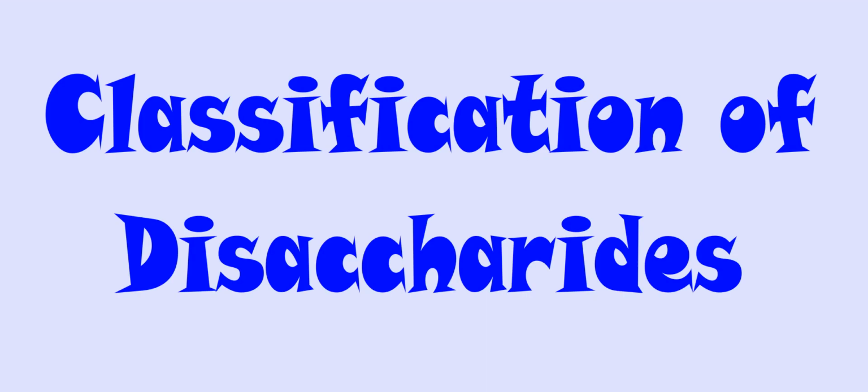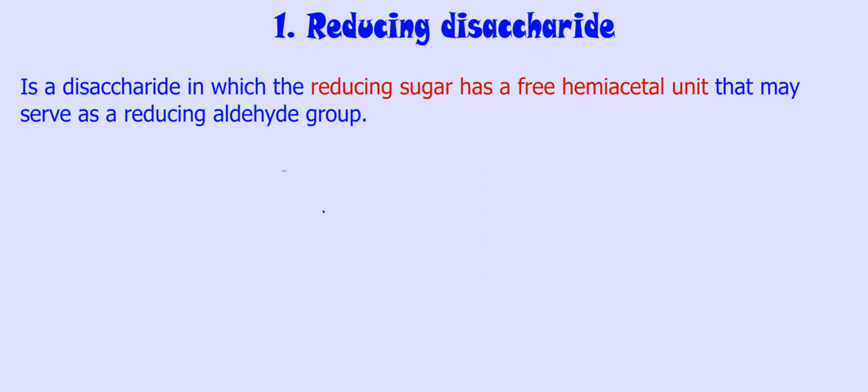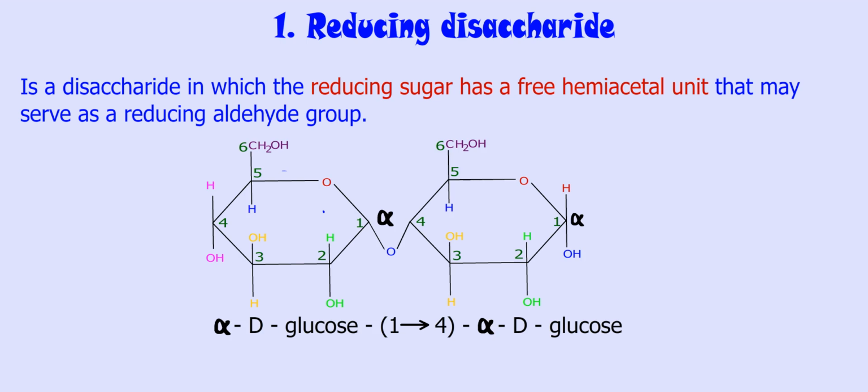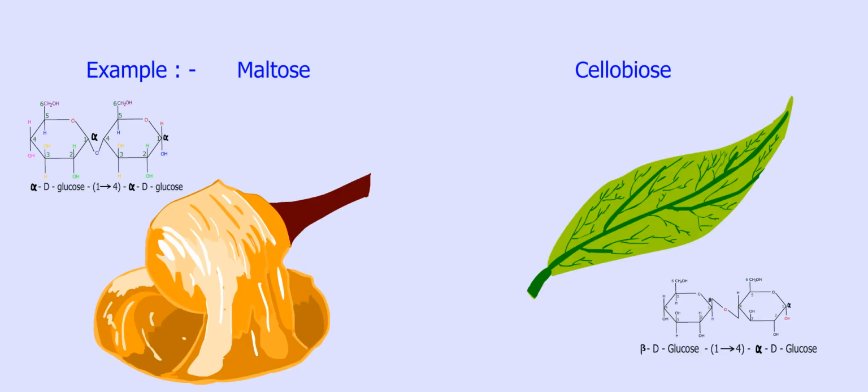Classifications of disaccharides. Disaccharides may be classified into reducing and non-reducing. Reducing disaccharide. A reducing disaccharide is a disaccharide in which the reducing sugar has a free hemiacetal unit that may serve as a reducing aldehyde group. Examples: maltose and cellobiose.